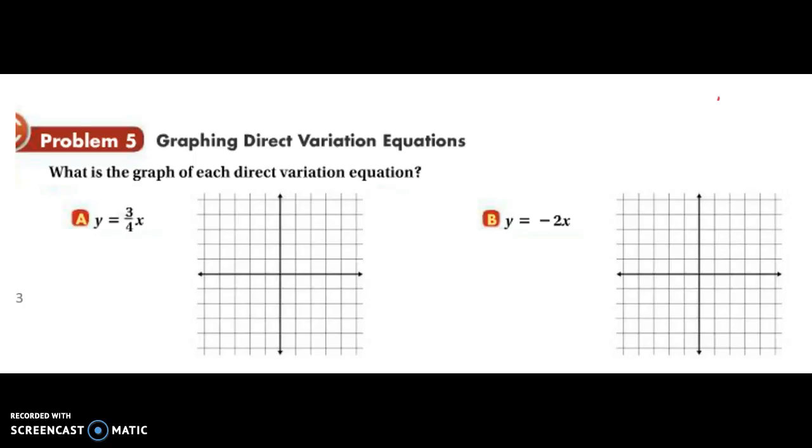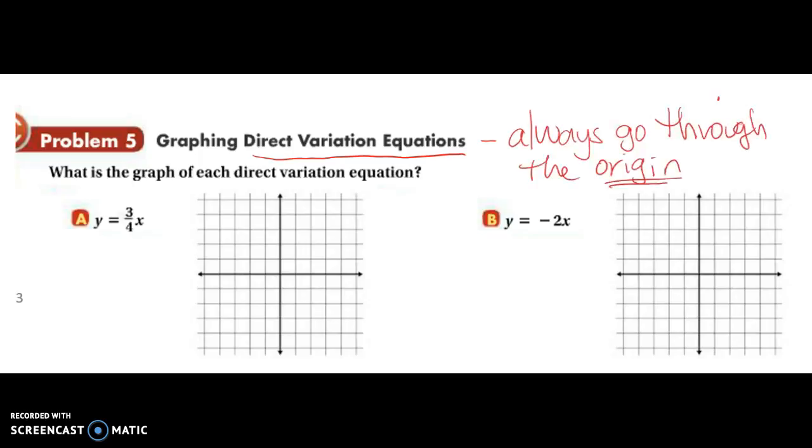Now let's look at the graphs. Please note that the graph of a direct variation equation will always go through the origin. That's important to note. Always go through the origin. So in example problem 5a, we have an equation here. Notice it is direct variation, where k, or the constant, will be 3/4.